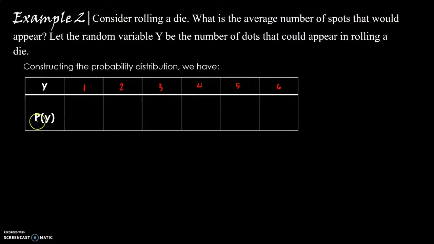The probability of getting 1 spot is 1 over 6. Getting 2 is also 1 over 6, and likewise for 3, 4, 5, and 6, each with probability 1 over 6. Now that we are done with the probability distribution, we can solve for the mean.